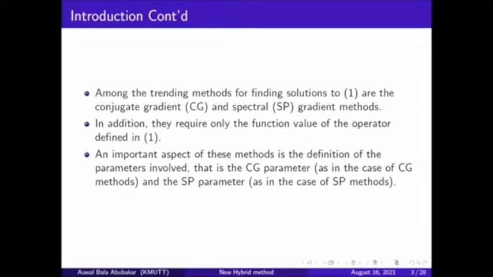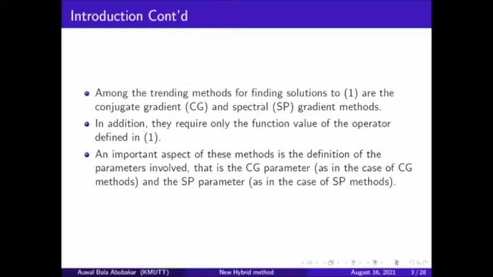Now, among the trending methods for finding solutions to (1) are the CG method and the spectral gradient methods. In addition, among the advantages of these conjugate and spectral gradient methods is that they require only the function value of the operator defined in (1).